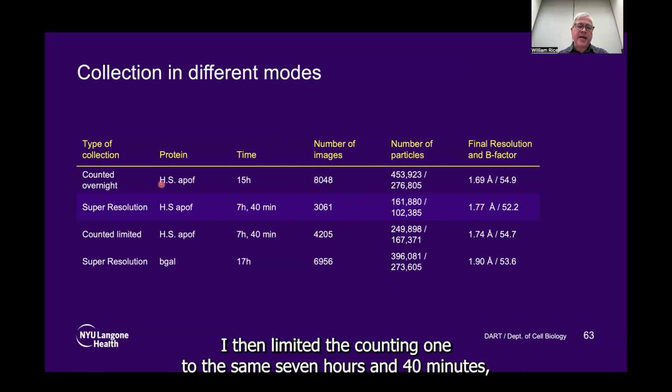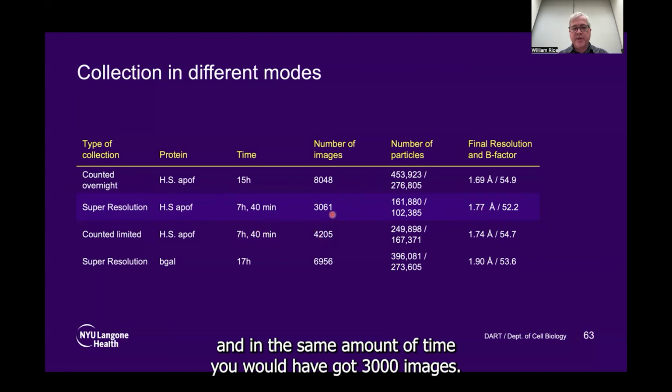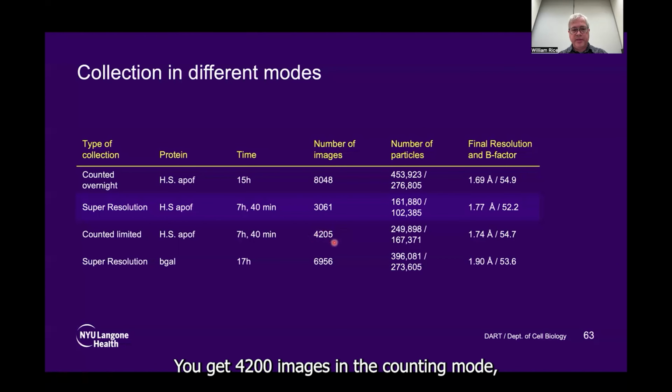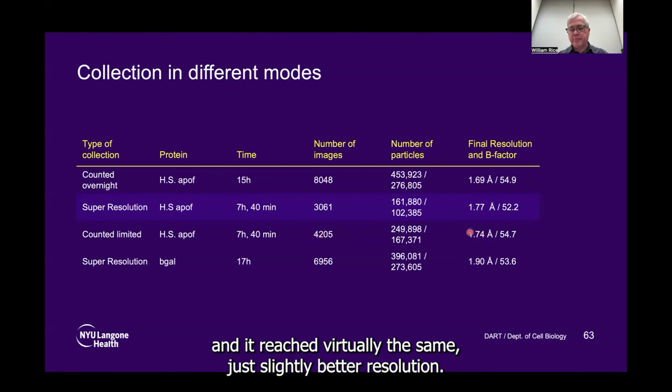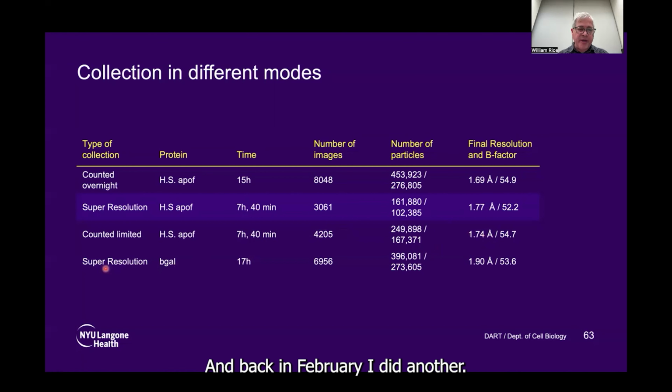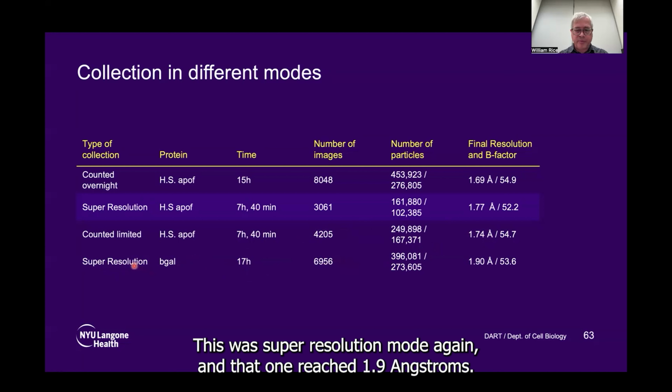I then limited the counting one to the same 7 hours and 40 minutes. In the same amount of time, where super resolution got 3,000 images, you get 4,200 images in the counted mode, and it reached virtually the same, just slightly better resolution. And back in February, I had done another test on beta-galactosidase with 17 hours overnight. It was almost 7,000 images, in super res mode again, and that one reached 1.9 angstroms.